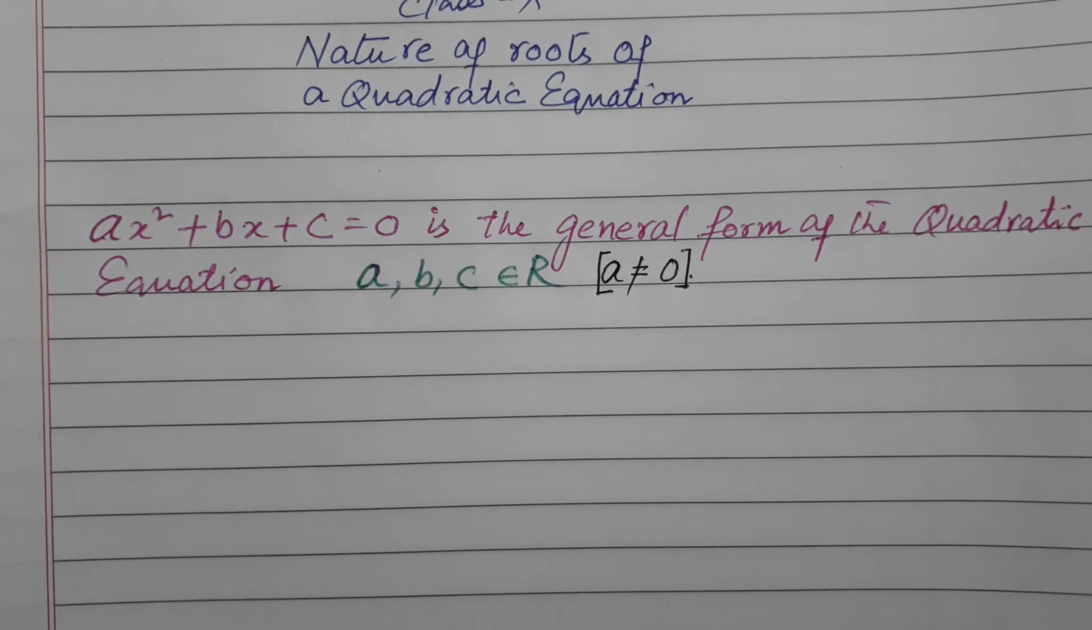So far we have learned ax square plus bx plus c equals 0 is the general form of the quadratic equation where a, b, c belong to R. R is the real number set. So a, b, c are real numbers and a should not be equal to 0.